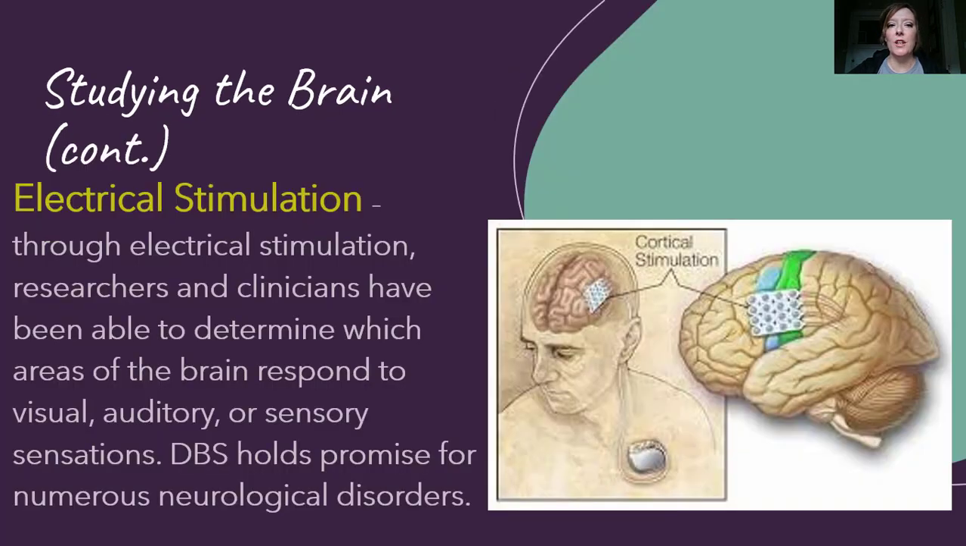We can also study the brain through electrical stimulation. Through electrical stimulation, also known as deep brain stimulation, researchers and clinicians have been able to determine which areas of the brain respond to visual, auditory, or sensory sensations. I just referred to that when we were talking about the different parts of the brain. There's actually a lot of newer research that shows that deep brain stimulation holds a lot of promise for different neurological disorders. So that's really exciting, and it's brand new, cutting edge.